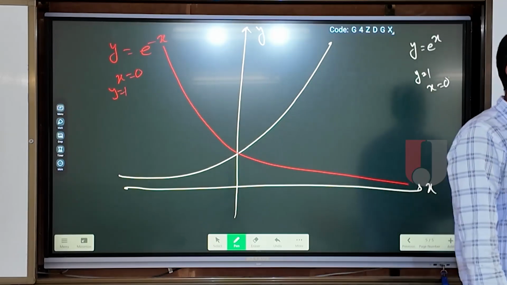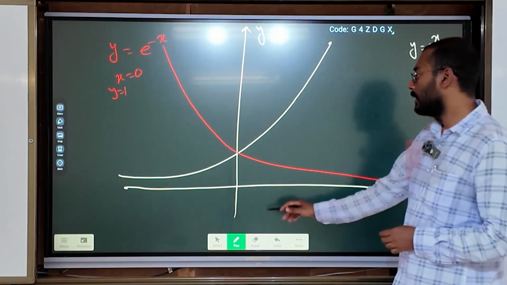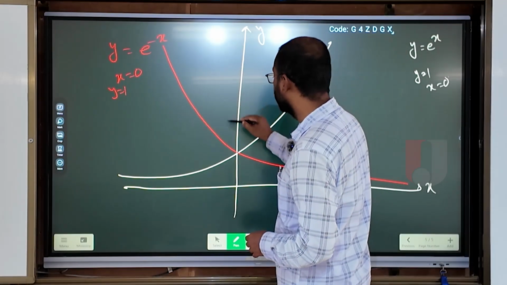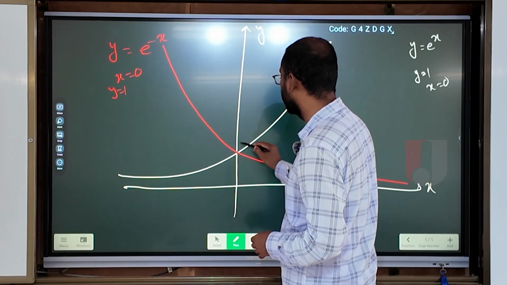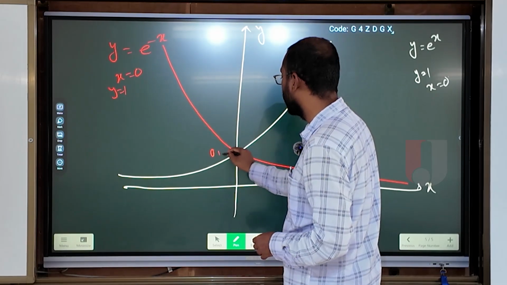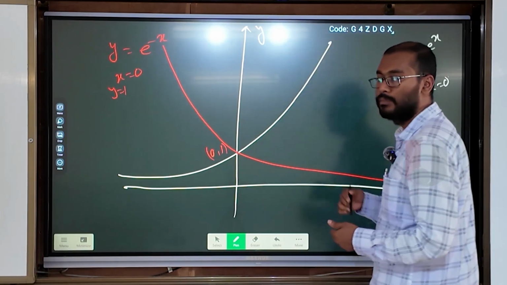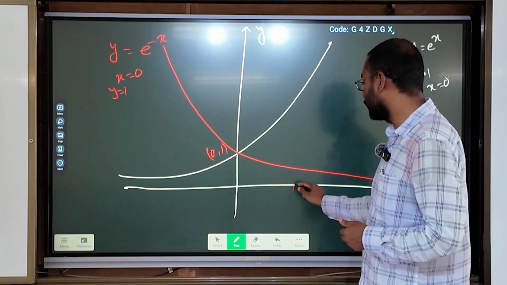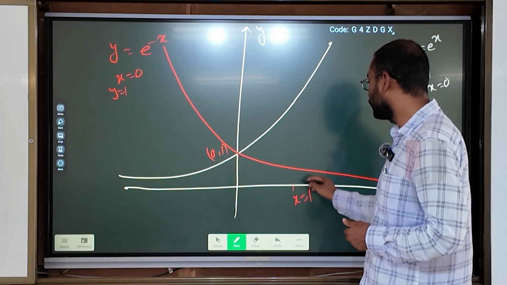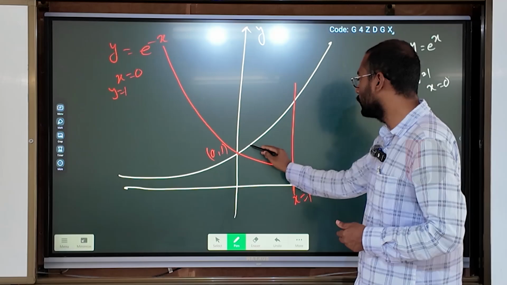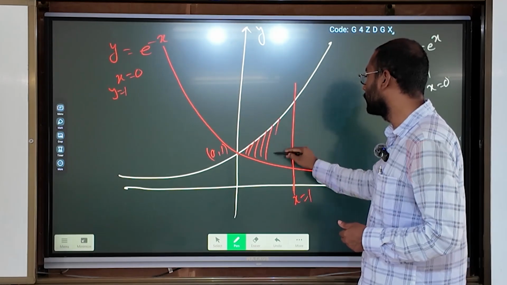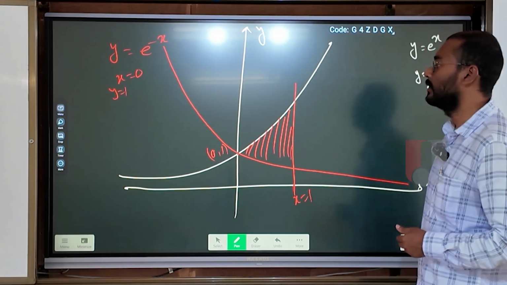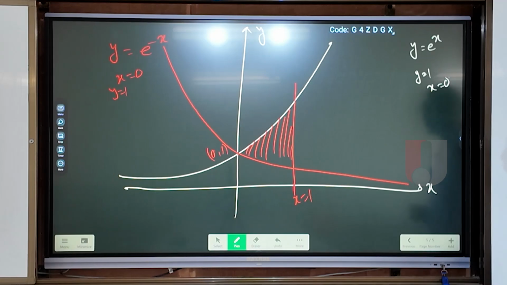Now we have to find out the area from x equal to 0, that is the y axis, where the intersection point is 0 comma 1. Here these two curves actually meet, to x equal to 1. If I assume here x equal to 1, inside that zone we have to find the area. So how to compute?